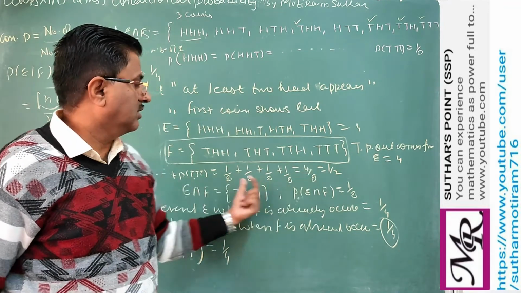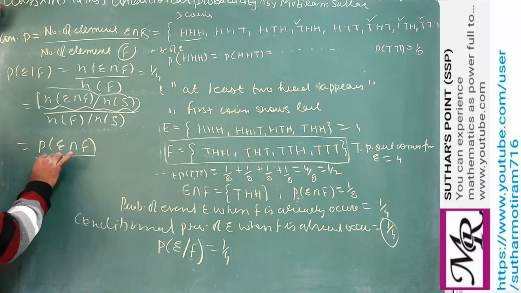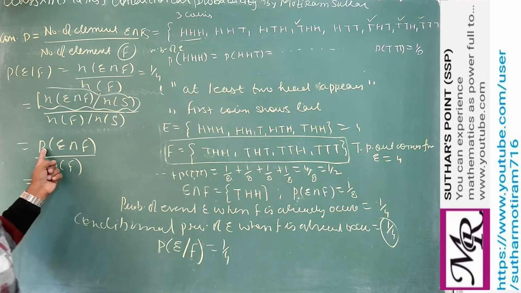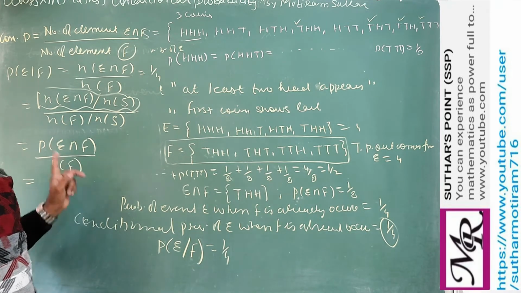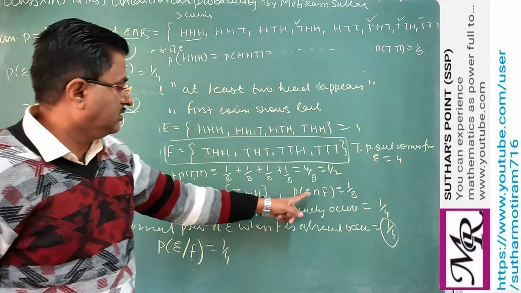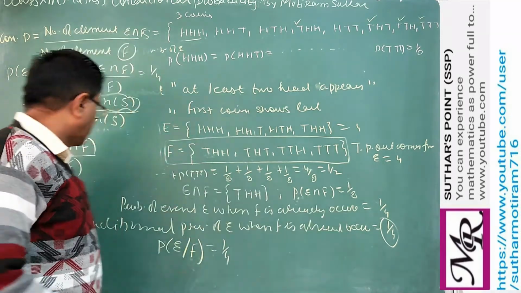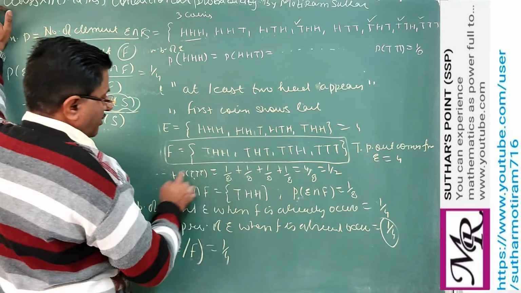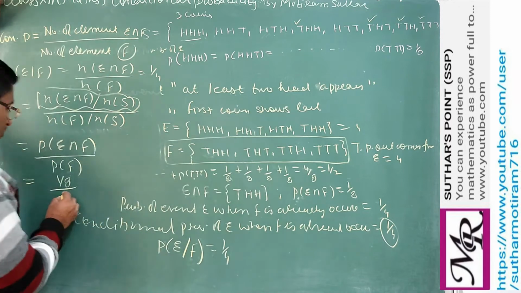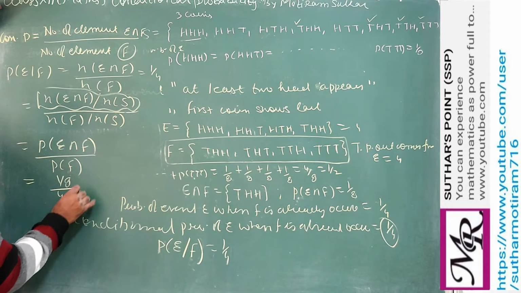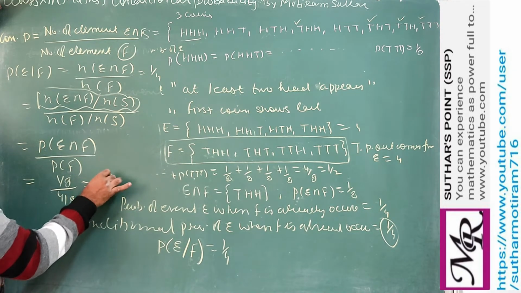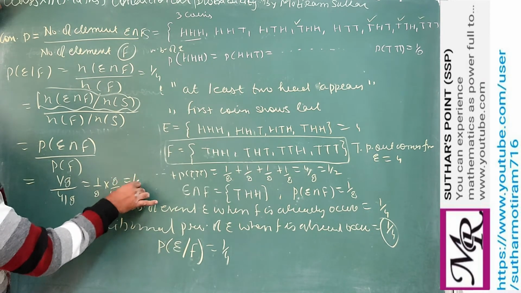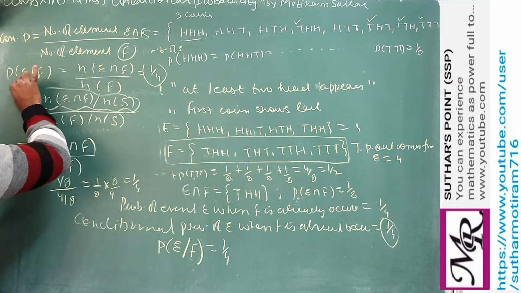This we have already discussed. So that is P(F). So now you can see the formula: probability of E intersection F divided by the probability of F. So P(E intersection F) is 1 by 8, divided by probability of F. Probability of F is 1 by 2, or you can say 4 by 8. Now you simplify this. 1 by 8, 8 by 4. That is equal to 1 by 4.